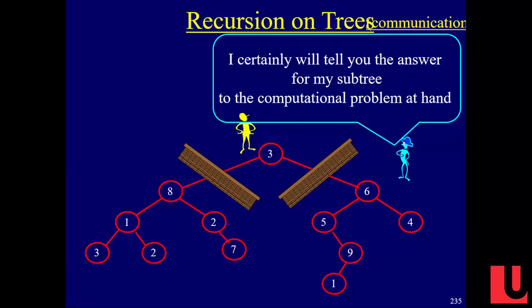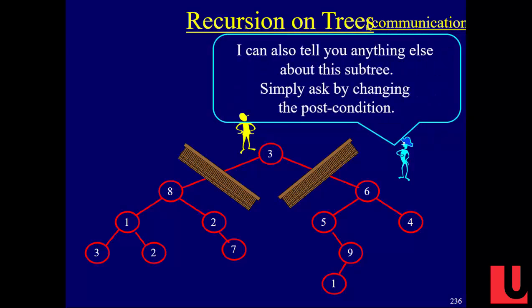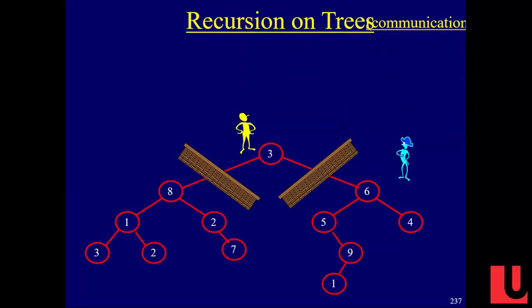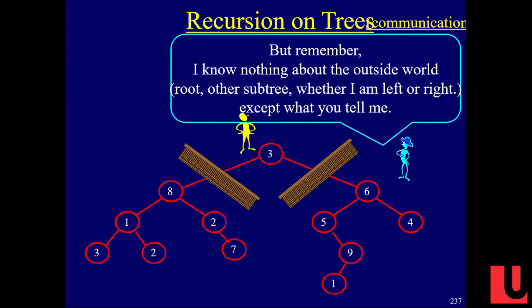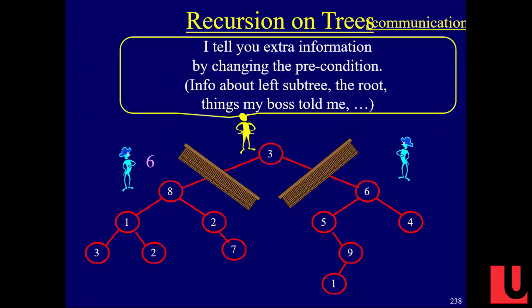And so what will your friend tell you? Well, certainly, your friend tells you the answer to whatever the question is you're trying to solve, and maybe if you want, you can get extra information from your friend, right? He can tell you something else. How do you get it? You change the post condition, right? What are we here? Right? And we know nothing about the world, nothing about the left subtree, right subtree, other than what I told you already.